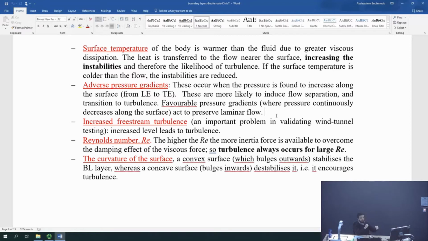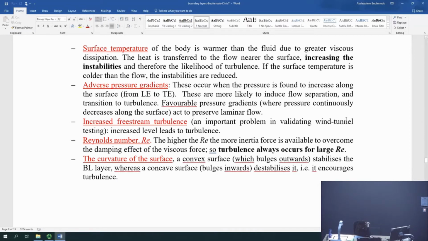As you're going from leading edge to the trailing edge, if you find yourself being slowed down, as if someone is pushing you back, that's what adverse pressure gradients are. So if you find that the pressure at some point starts to push you back and it's increasing, that's an adverse pressure gradient.